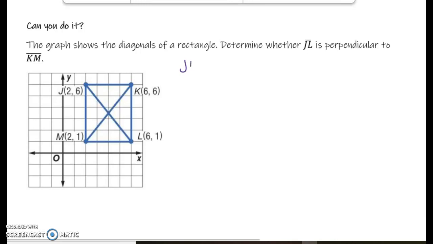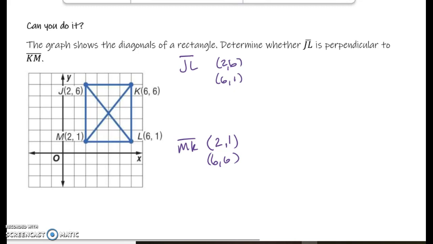So line segment JL starts at 2, 6. And it ends at 6, 1. Line MK has an endpoint at 2, 1 and at 6, 6. So pause this right now and see if you can do the slope calculations on your paper and tell me if it's perpendicular or not. Really, pause it. See if you can try it first. See you in a bit.